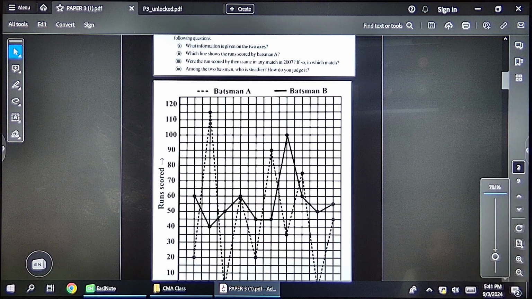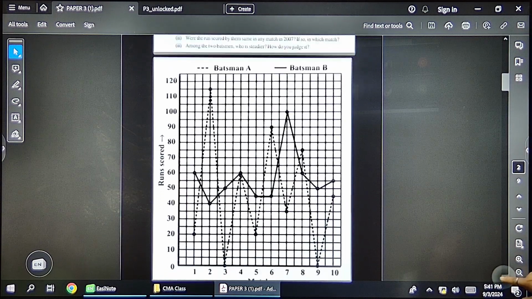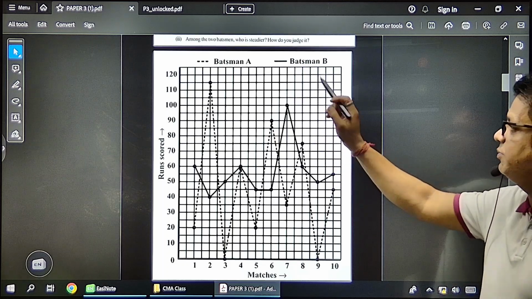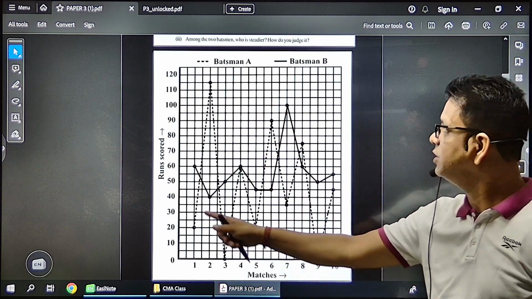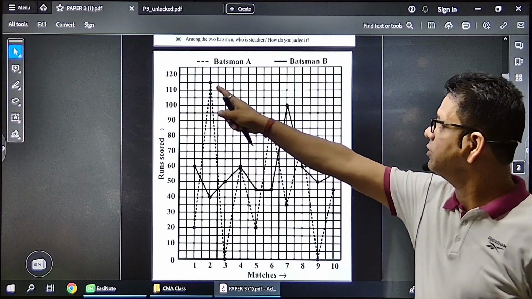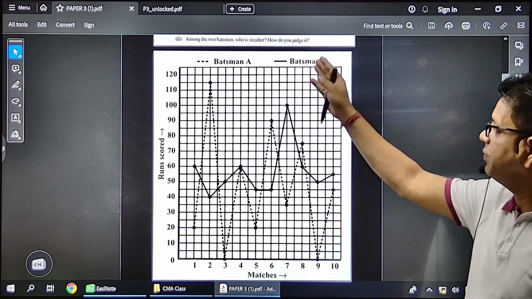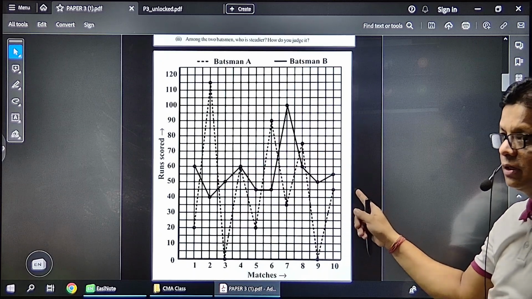Now you must have seen here that there are two line graphs. This data analysis is about the performance of two batsmen, batsman A and batsman B. Batsman A's performance is drawn by a dotted line. I think you have done this type of questions. Batsman B's performance is drawn with the help of a continuous line, right?